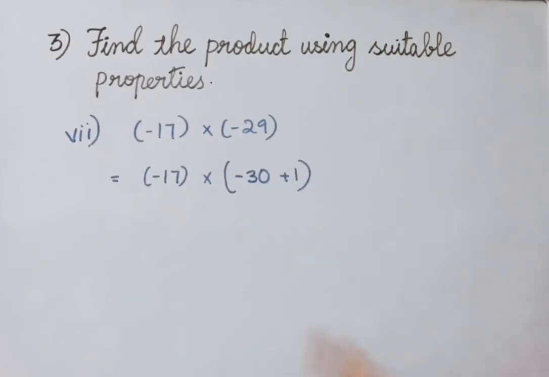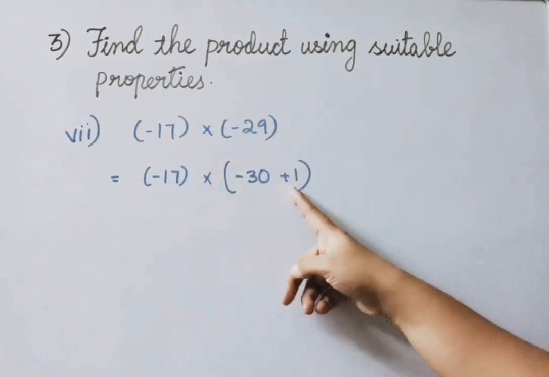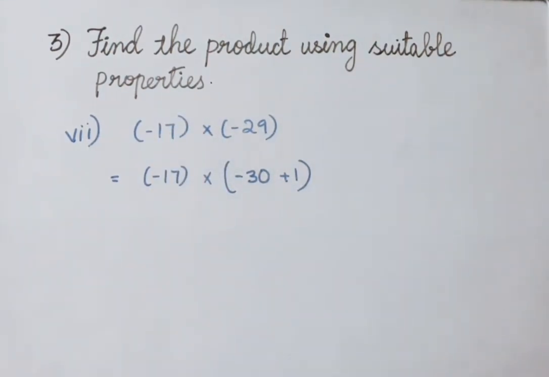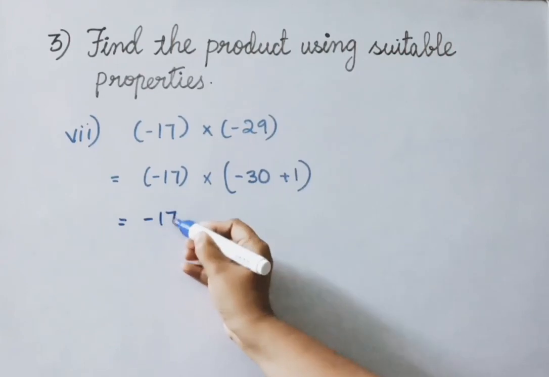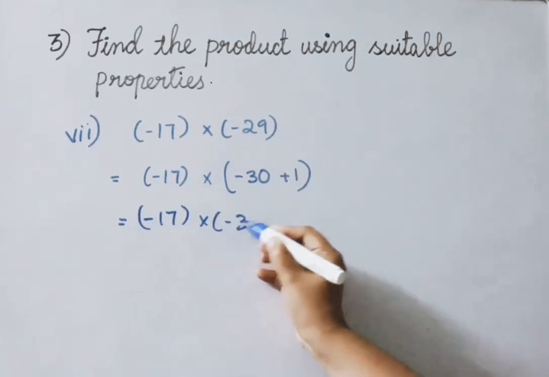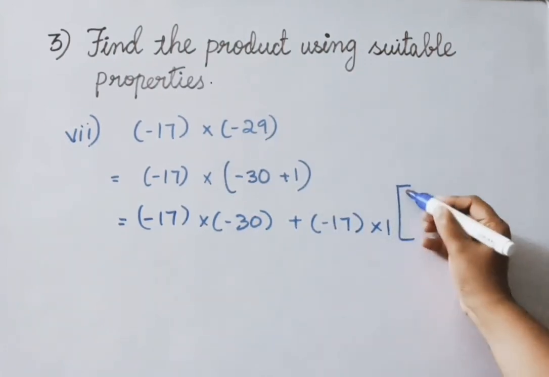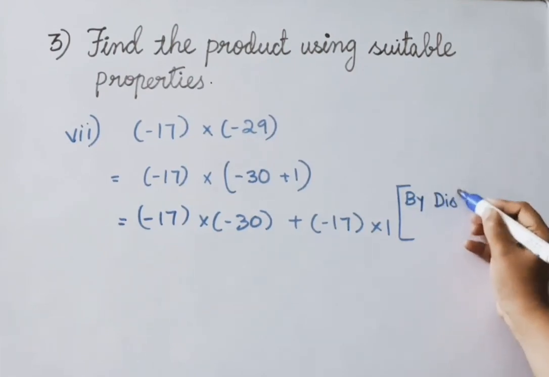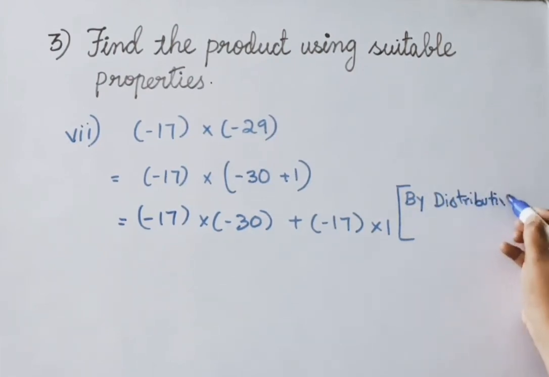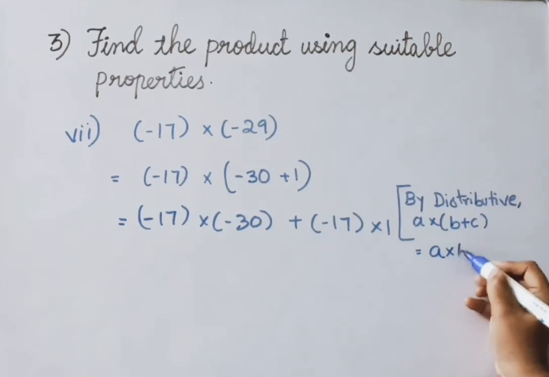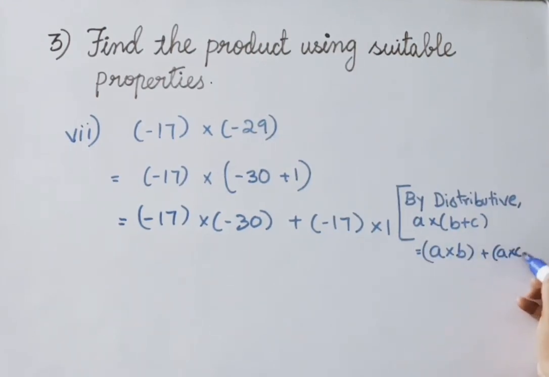See seventh sum now. Minus 17 into minus 29. Minus 29 can be written as minus 30 plus 1. Now it is looking like distributive property, A into B plus C. Now this can be written as A into B plus A into C. So write down minus 17 into minus 30 plus minus 17 into 1. Now we apply distributive property. So mention by distributive, A into B plus C equals A into B plus A into C.